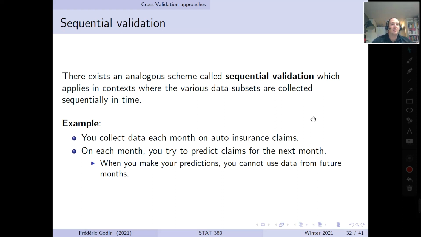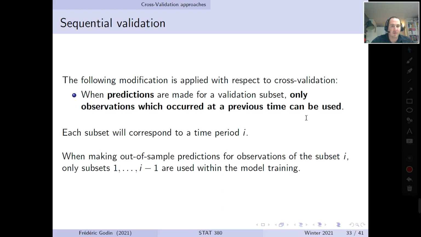Okay, so for that reason, we're going to alter the regular cross-validation to reflect this fact. So when we apply sequential validation, when we want to assess the performance on subset I, we're going to train the model not on all other subsets, but only on subsets that are prior in time to subset I. This is meant to be reflective of true practice, where when you make a prediction at some point in time, you only have access to previous information, not future information.